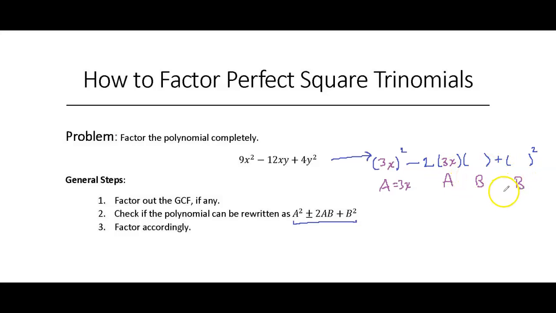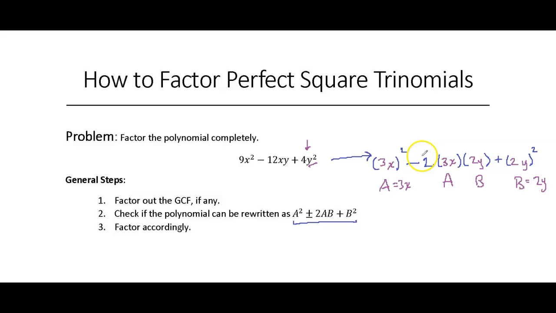Now let's try to figure out what our b is. Our b comes from the last term. Well, y to the second power is y to the second power, so that's given there. And 2 to the second power is 4, so that works out as well. Meaning our b term is 2y.